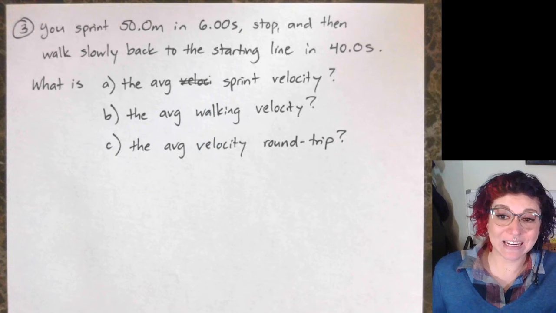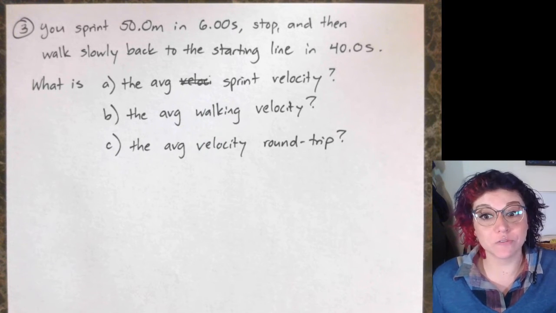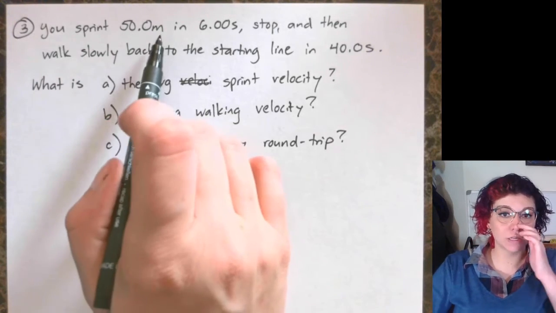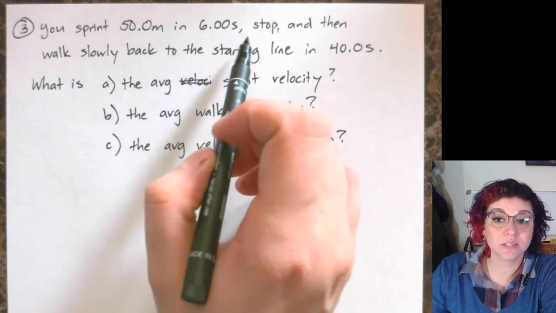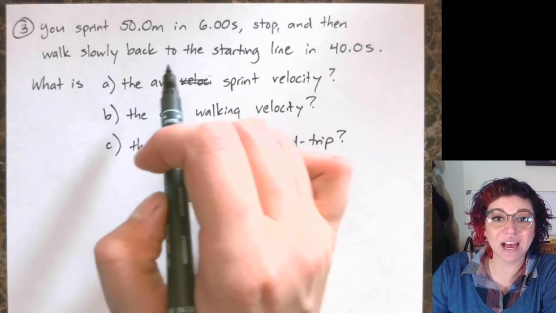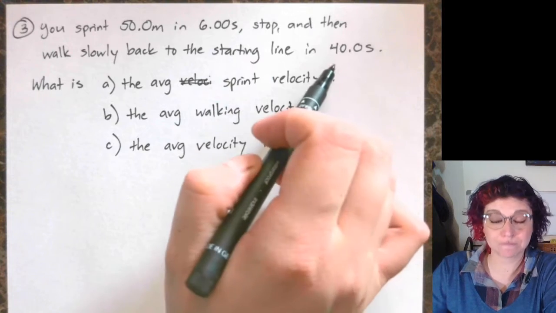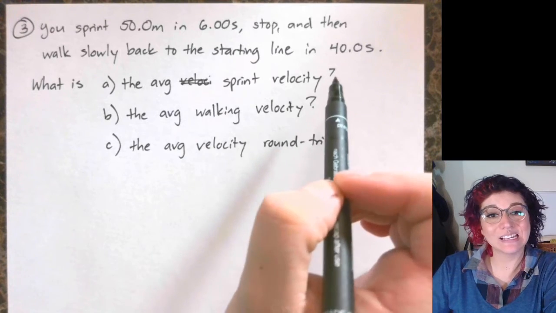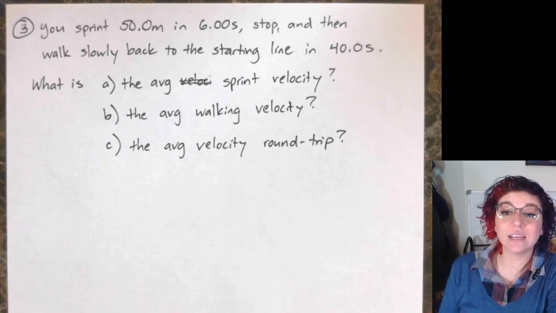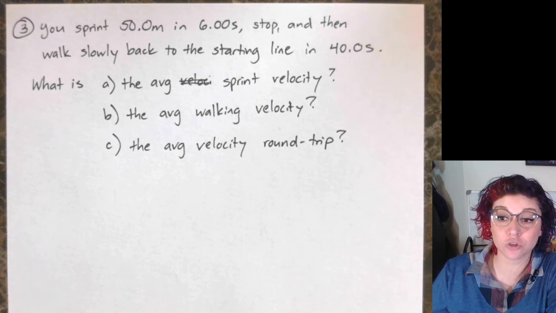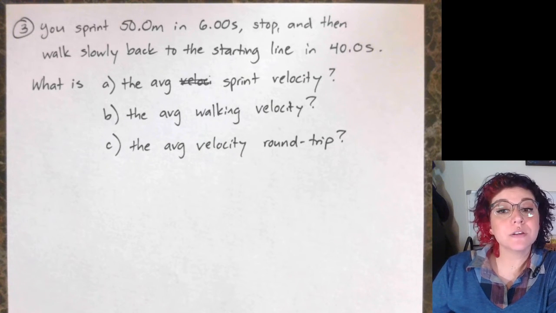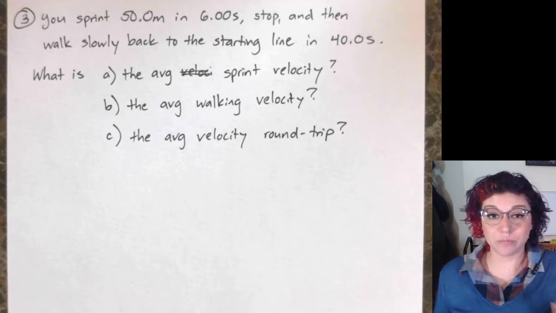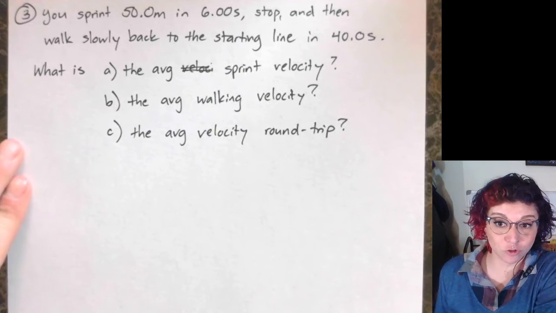Let's look at an example involving average velocity. You sprint 50 meters in 6 seconds, stop, and then walk slowly back to the starting line in 40 seconds. What is the average sprint velocity, the average walking velocity, and the average velocity round trip. First, I'm going to draw a picture because in this type of problem, drawing a picture really helps you conceptualize what's going on.